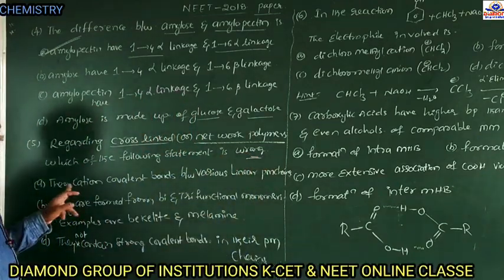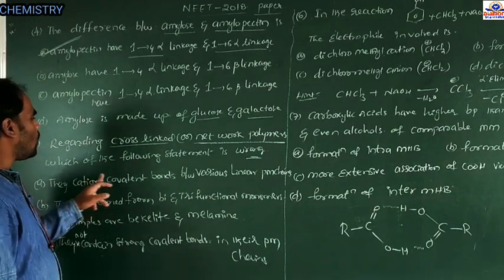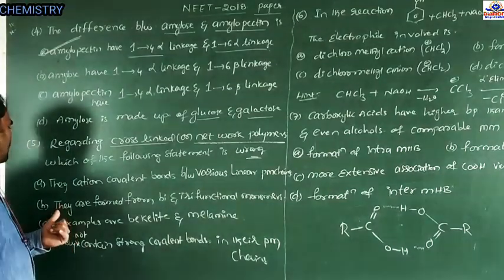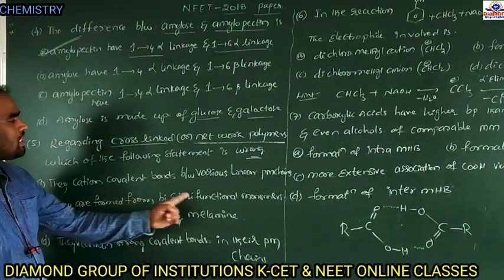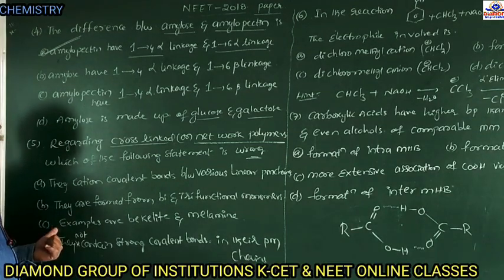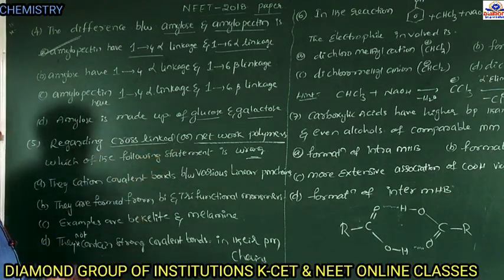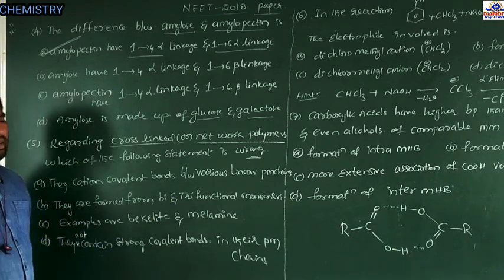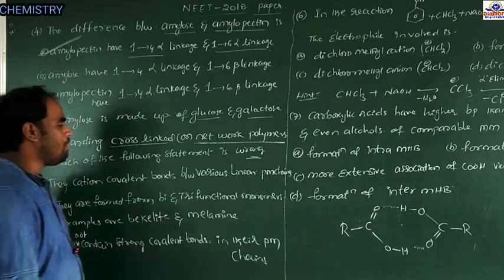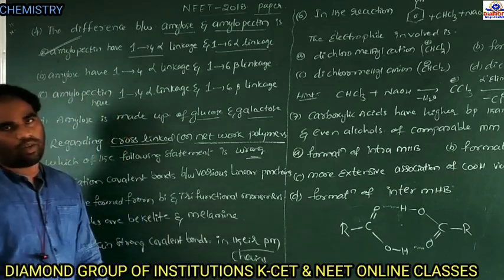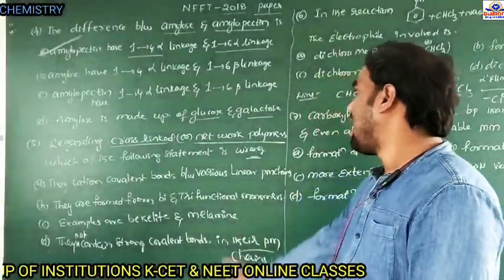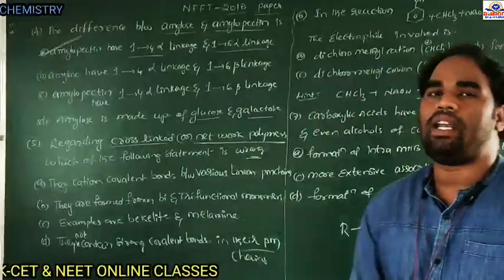First A, they contain covalent bonds between various linear polymer chains. They are formed from bi and trifunctional group monomers. Examples for cross-linked or network polymers are bakelite and melamine. Option D, they do not contain strong covalent bonds in their polymer chain. Okay, which statement is wrong about cross-linked or network polymers?